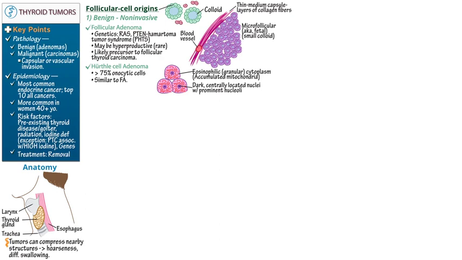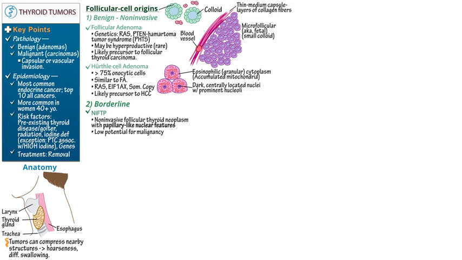Key genetic associations include RAS and EIF1AX point mutations and a high number of somatic copy number alterations. Lastly, indicate that Hürthle cell adenomas are likely precursors to Hürthle cell carcinomas. We learn about these towards the end. Next, let's learn about some borderline thyroid tumors between adenomas and carcinomas. First, indicate that NIFTP, non-invasive follicular neoplasm with papillary-like nuclear features, is a category created in 2017 to include tumors that have a low potential for malignancy, despite having features associated with papillary thyroid carcinoma.